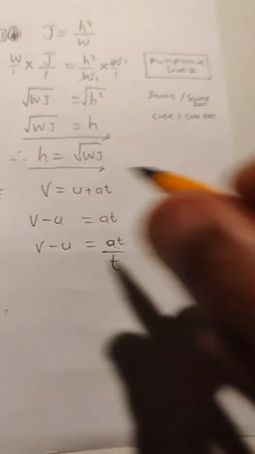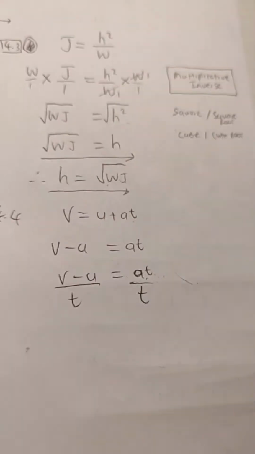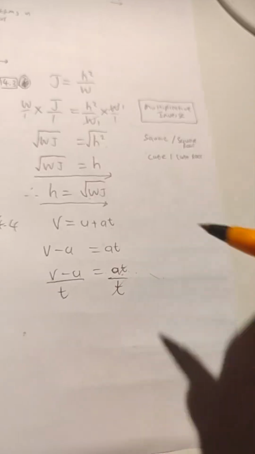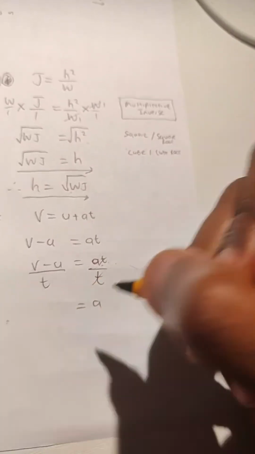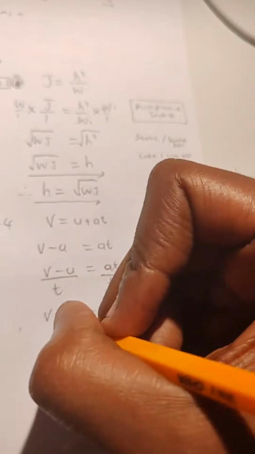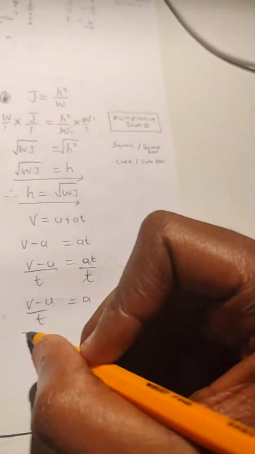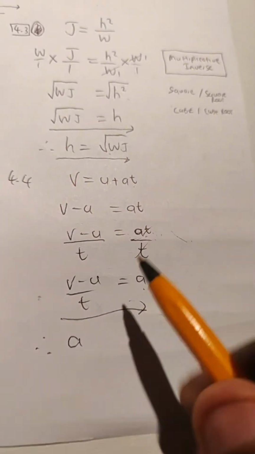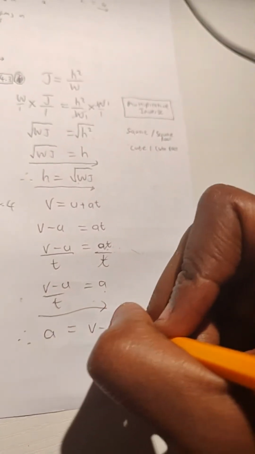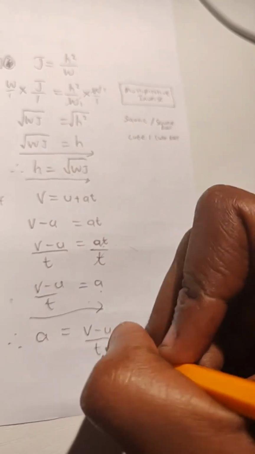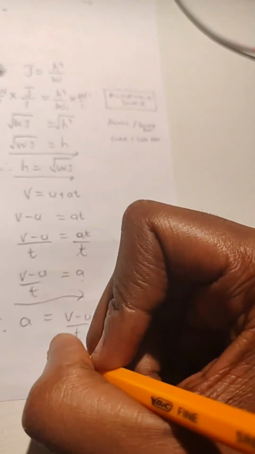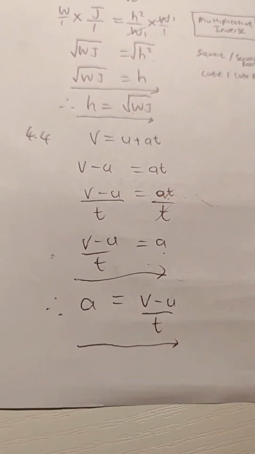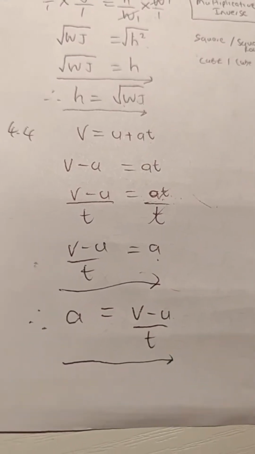But remember what you do on the left, you do completely on the right. Okay, so the T and the T cancels. We are left with A, and that is V minus U over T. Done. We can then maybe rewrite it. A is equal to V minus U over T. This is the formula where A is the subject. We have just written A in terms of V, U, and T.